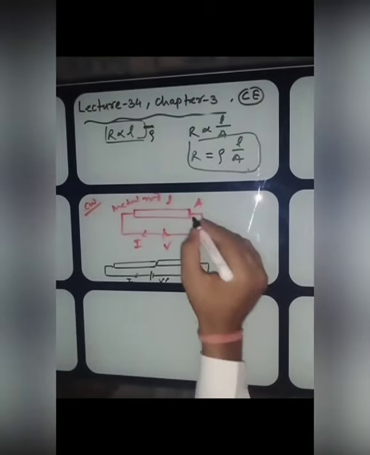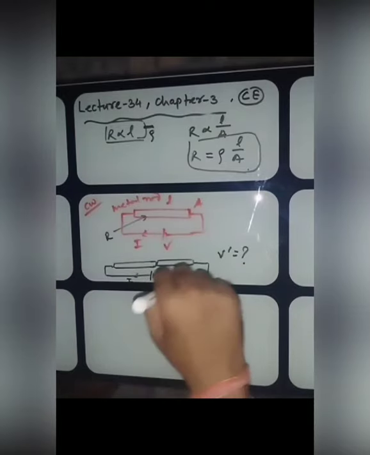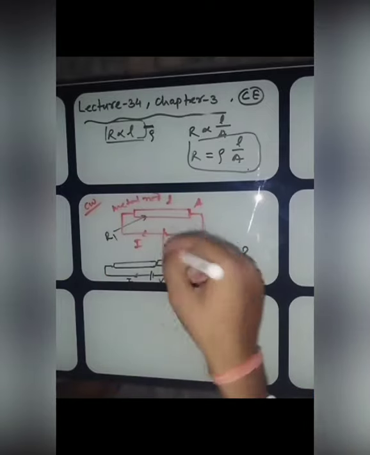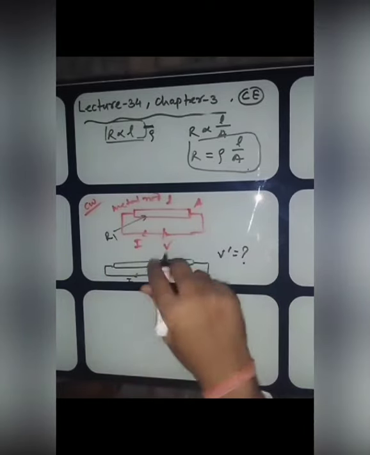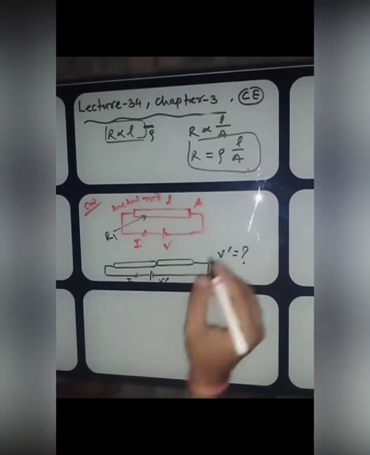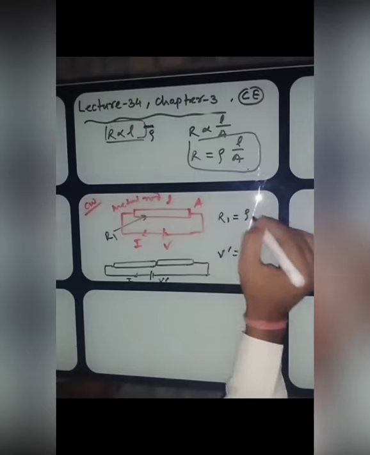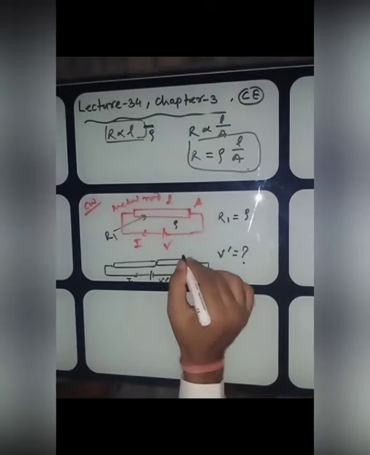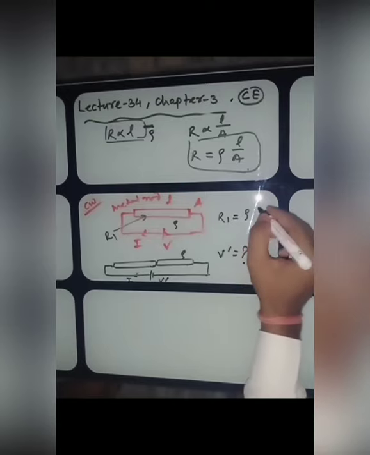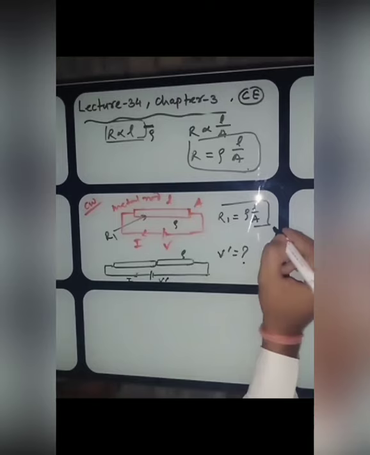Now let the resistance of this section be R. Okay, what is the resistance? R or R1, because we will use two resistances. This is R1. So we can write the resistance R1 as rho L by A. Here the resistivity rho does not change, it doesn't depend upon the dimension. Okay, this is the first equation.